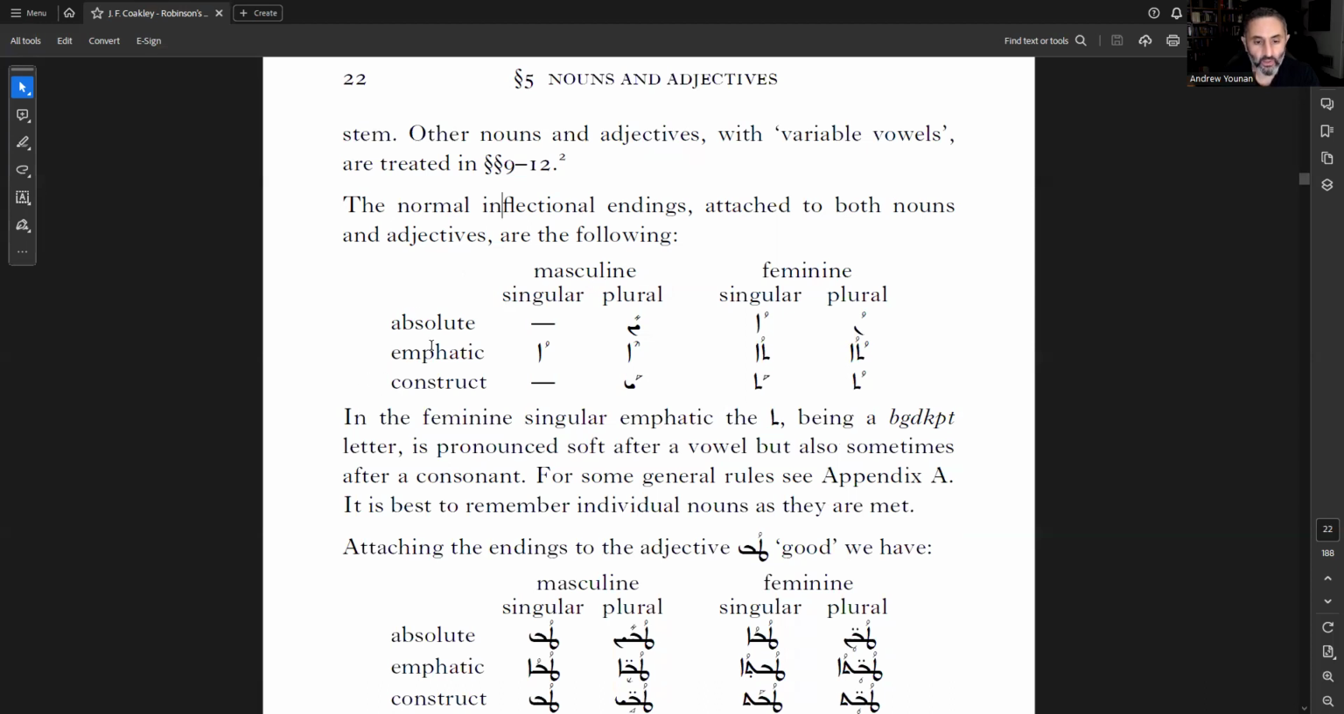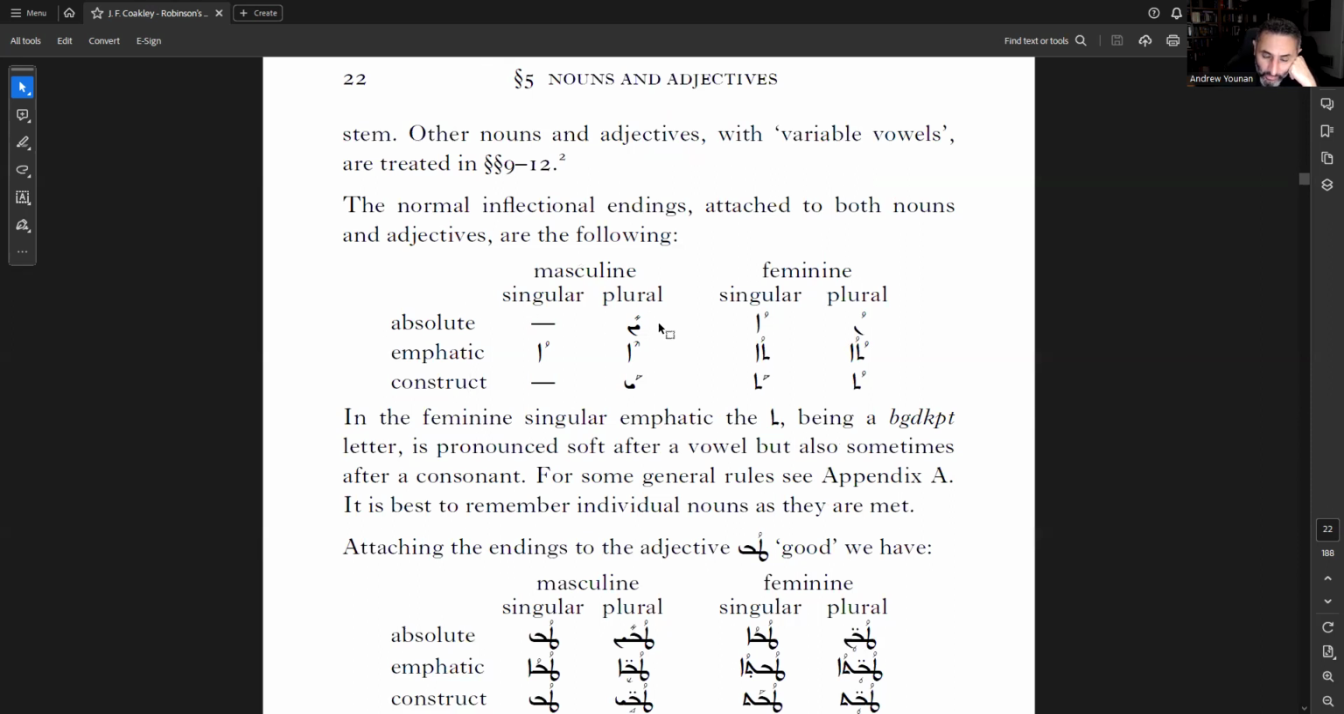Masculine singular. The absolute state ends in nothing. It's just the root. The emphatic ends in a, as you know. The construct also ends in nothing. So the absolute and construct state both look the same in the masculine singular.